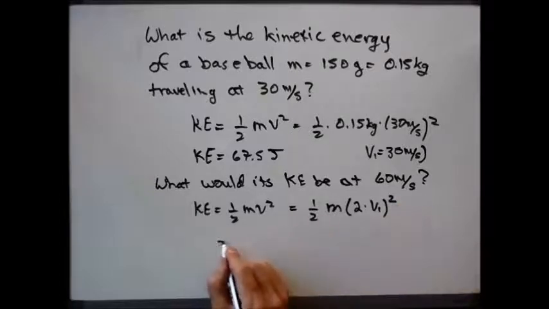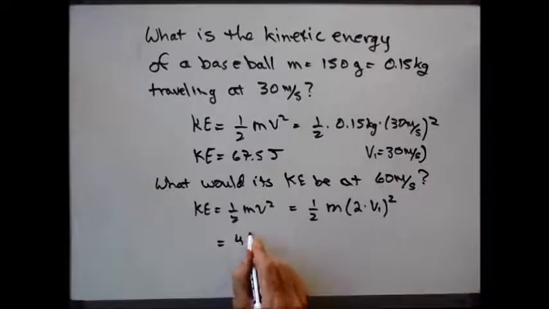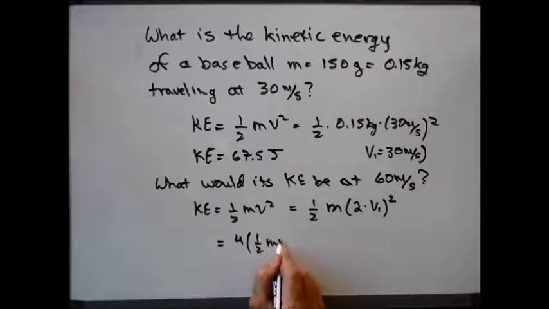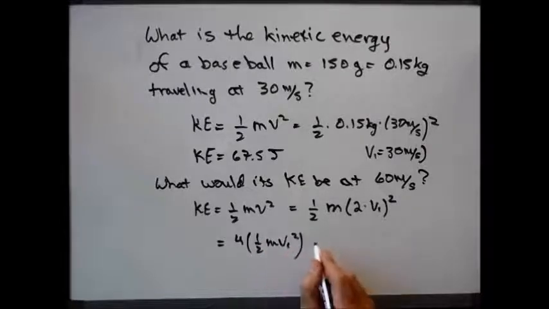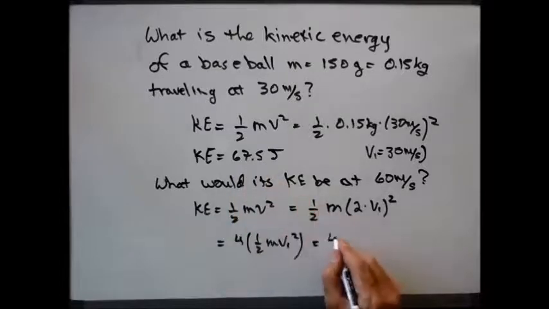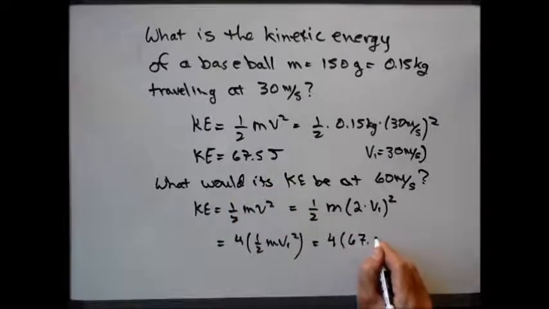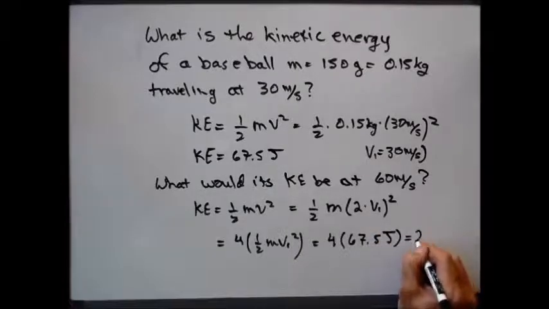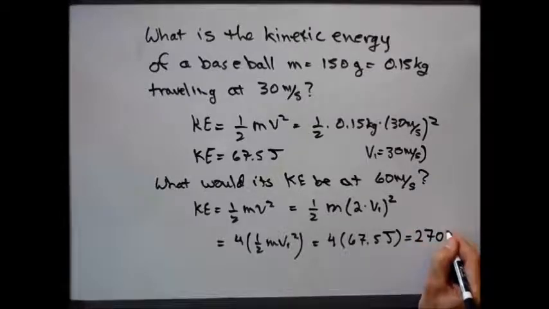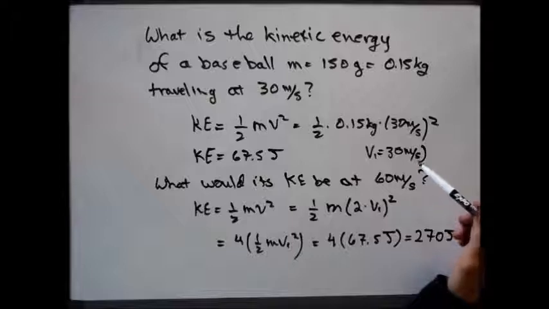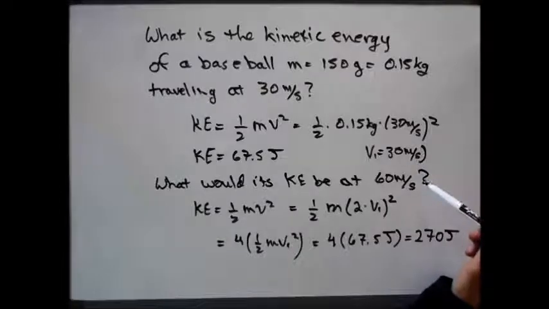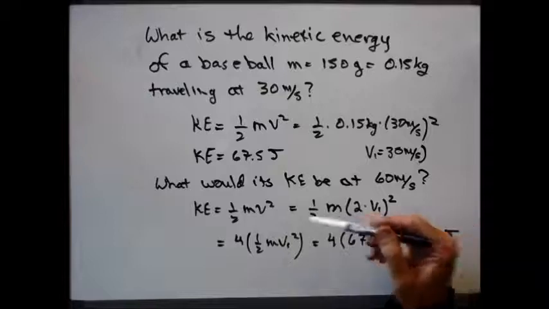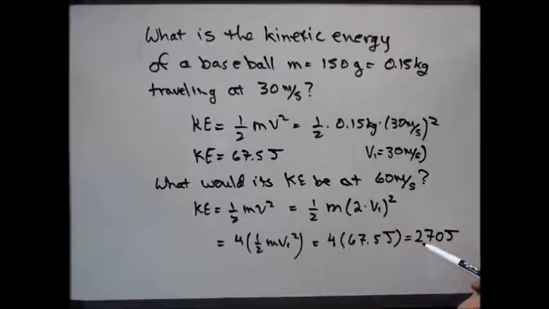All squared, or that's just 4 times 1/2 m v1 squared, right? And so that would just be 4 times this energy, which is 270 joules. So the kinetic energy goes as the square of the velocity. And so if your velocity is twice as big, you're carrying 4 times as much energy.